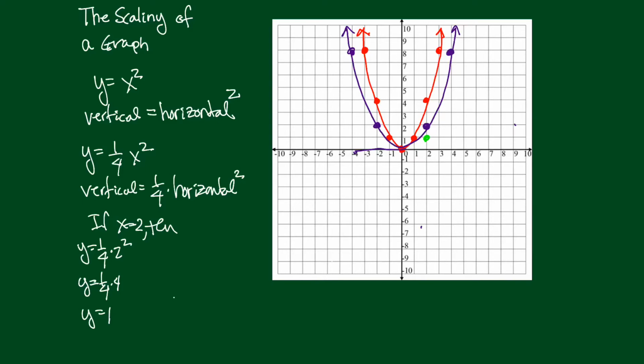And if I go 2 in the other direction, I'm at -2. I square it, I get 4. Take 1/4, I'm still at 1.